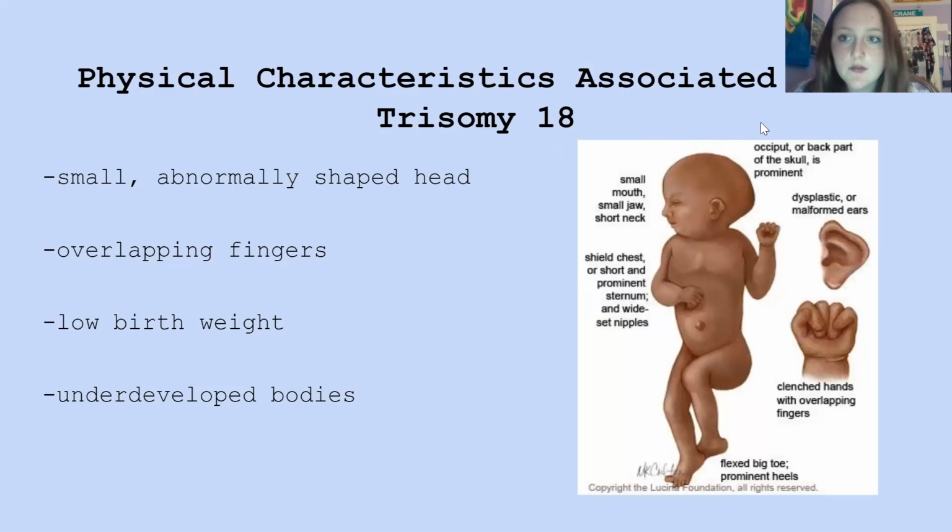Some of the physical characteristics associated with trisomy 18. It can be identified by multiple characteristics. Some of the physical characteristics associated with it include a small, abnormally shaped head, overlapping fingers and locked hands, a low birth weight, and underdeveloped bodies. These characteristics can lessen the chance of survival after birth. Only a fraction of the babies that live through the pregnancy will survive.